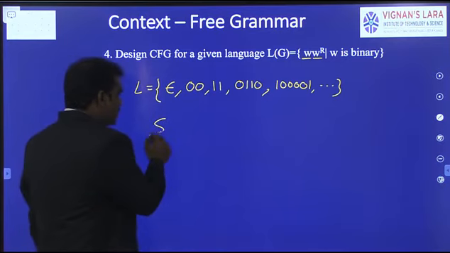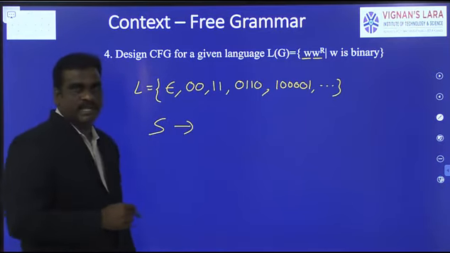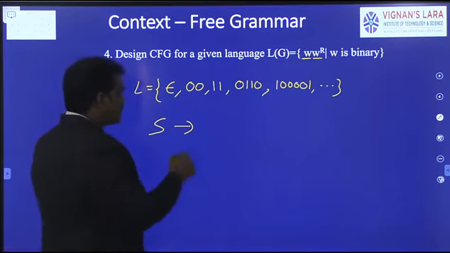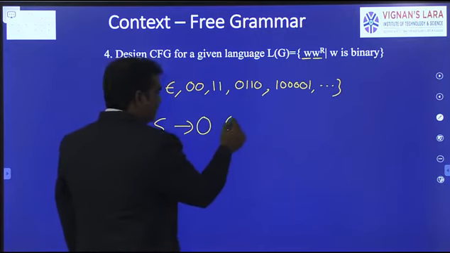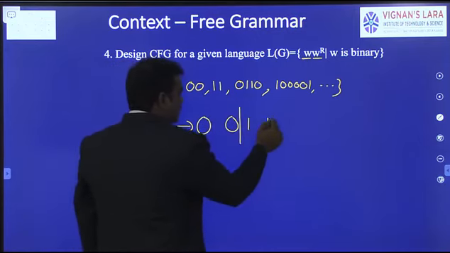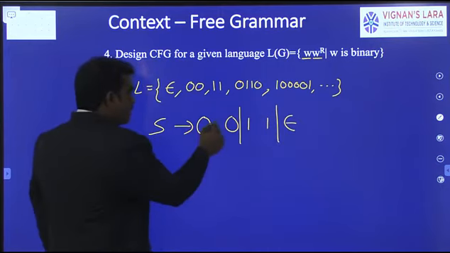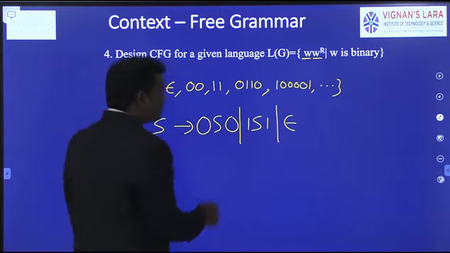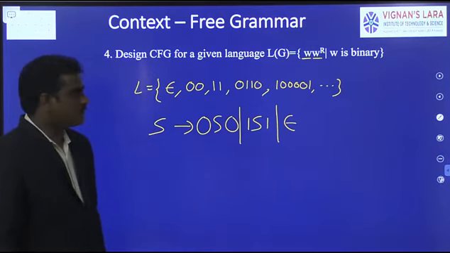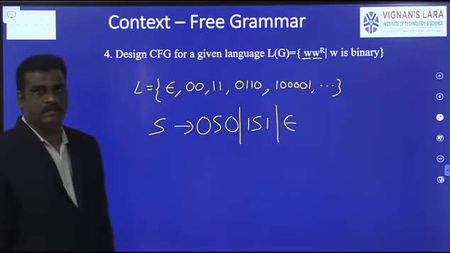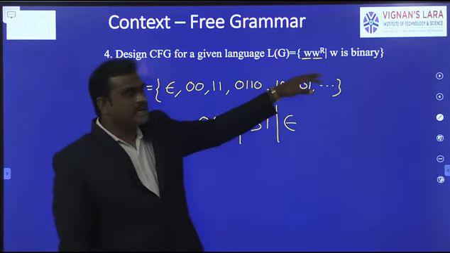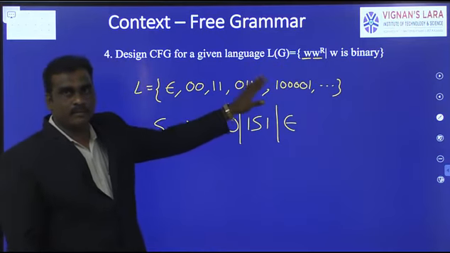All of you know how to write a production for an even length palindrome. So S goes to 0S0, starts with 0 and ends with 0; 1S1, starts with 1 and ends with 1; or epsilon. Meanwhile, it is repeating. So S produces 0S0, 1S1, or epsilon. So W power R is an even length palindrome.